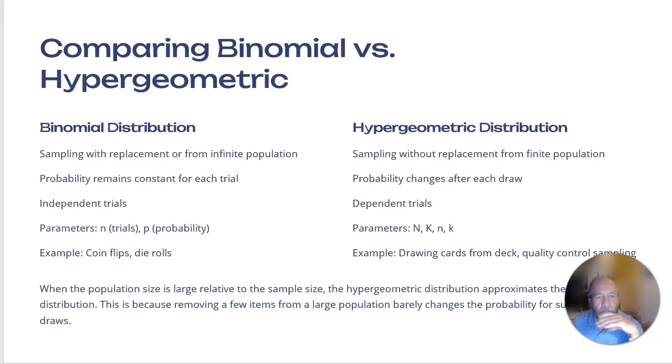Now, if you look at how you compare the two, binomial versus hypergeometric, well, it's just what we just talked about. Sampling with replacement, sampling without replacement. Probability remains constant for each trial, versus probability can change after each individual thing that you pull out. They're independent trials, they're dependent trials. You've got different parameters and different scenarios to which they apply.